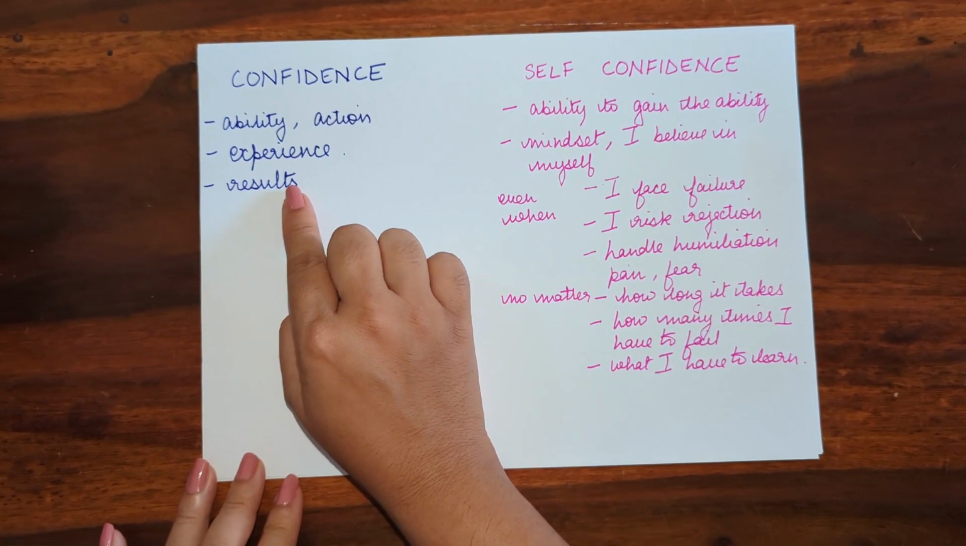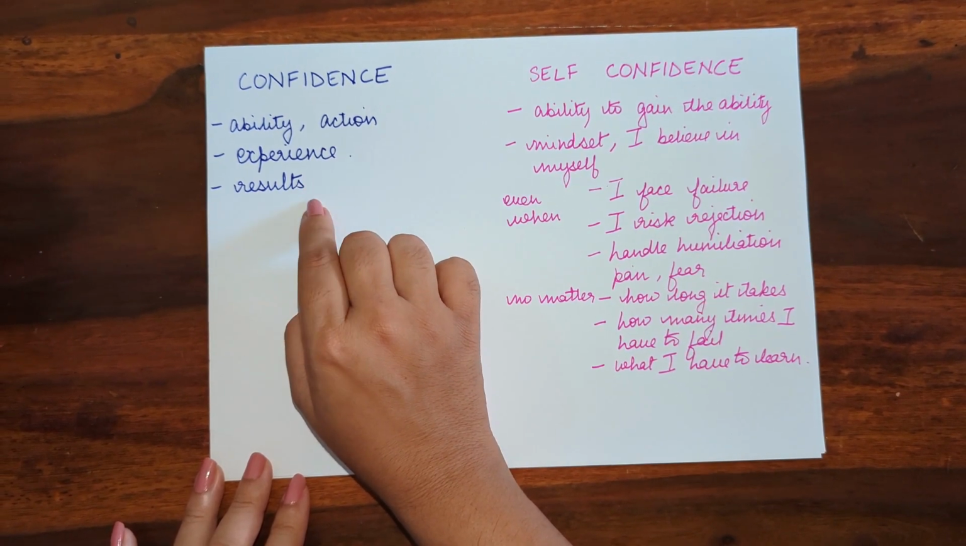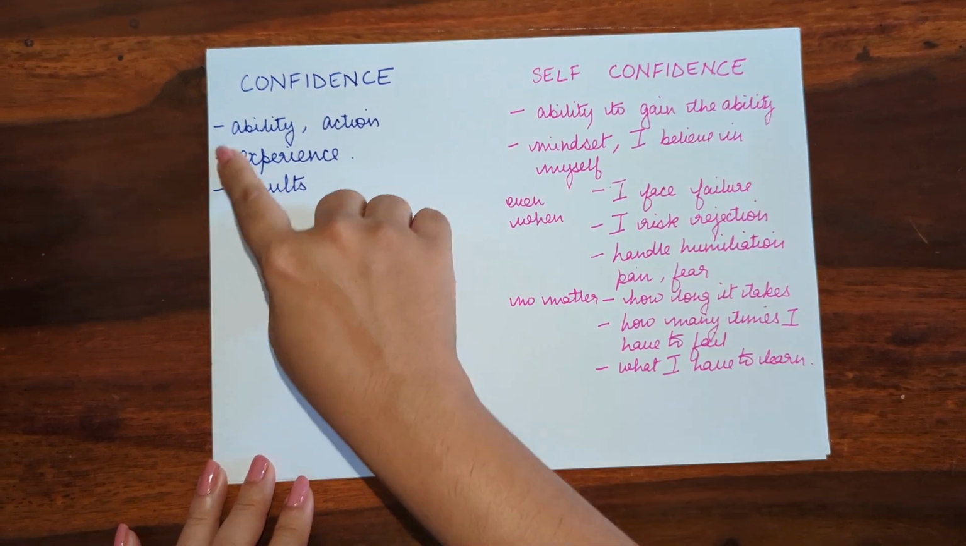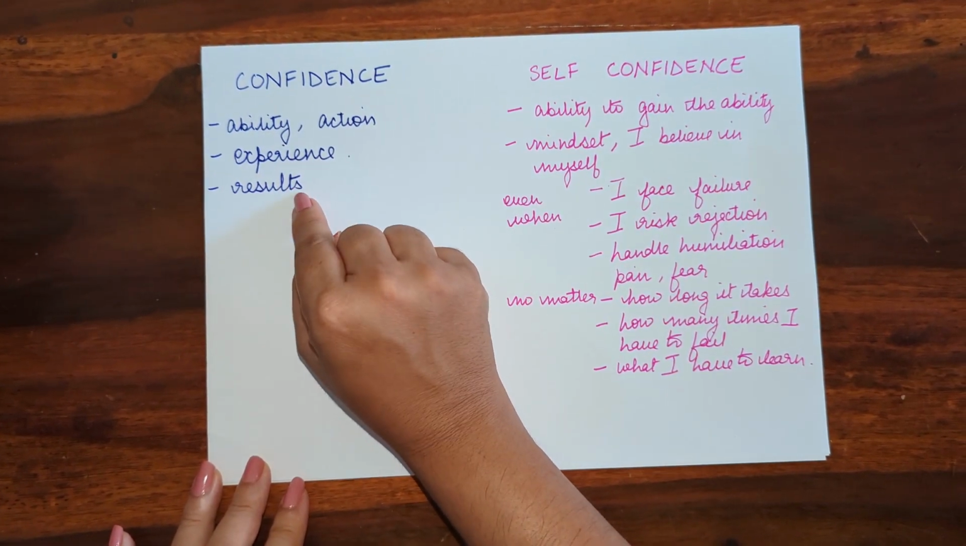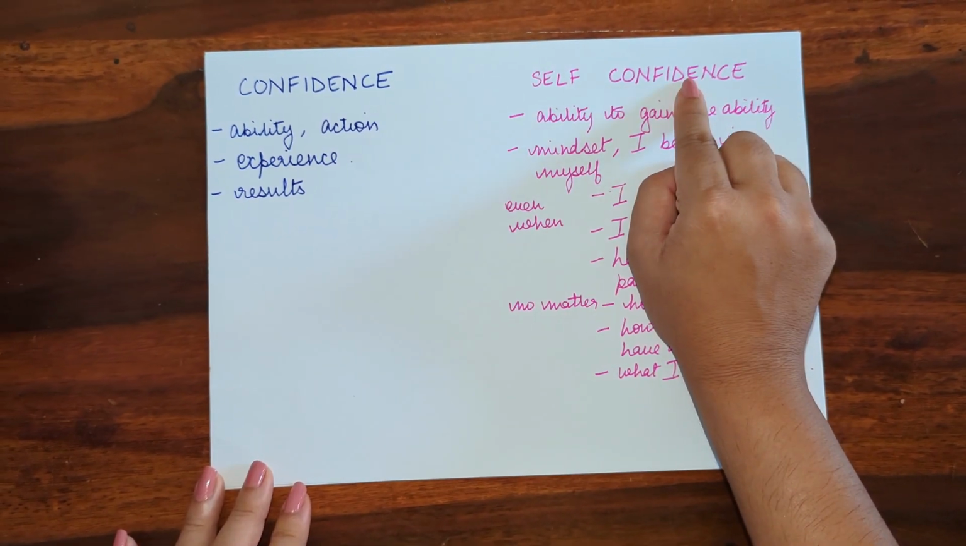And I have the confidence because of my results, of the 30,000 surgeries that I would have done during my 20 years, during my training. All of this ability, experience, and results leads to my confidence. So what is the difference with self-confidence?